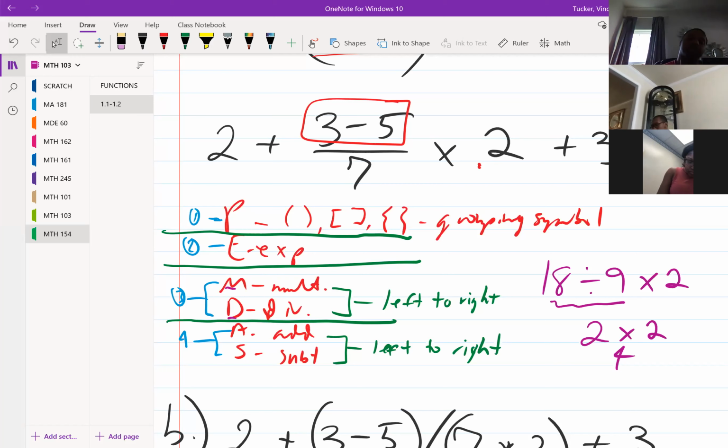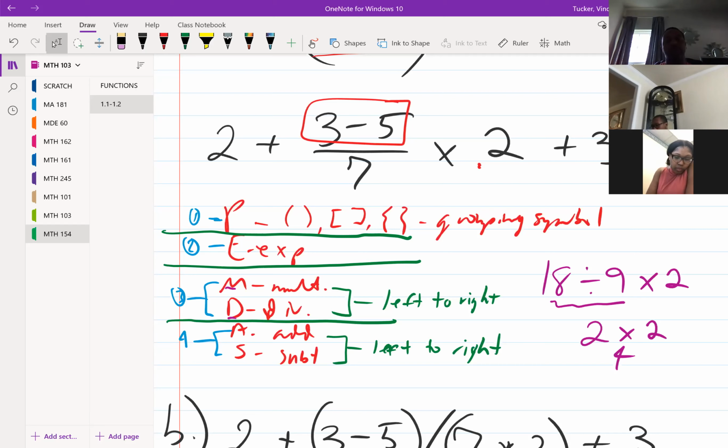P is for parentheses. And, back in the day when they first introduced this in elementary, if you've never seen it before, that's when this normally is introduced. P is still for parentheses, but as you continue to go further, there are more grouping symbols like brackets and braces. So any grouping symbol should get your attention first. So that's the first level of attention. Second is your exponents. Third is multiplication and division. They are on the same level, and they're done from left to right.